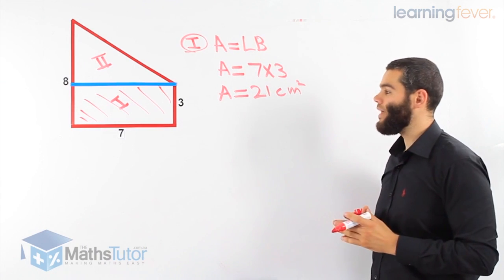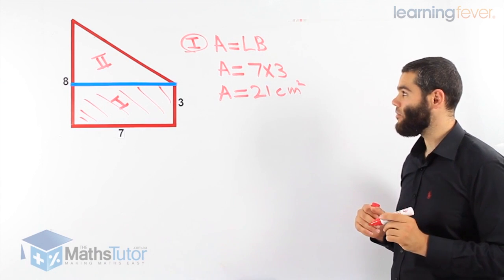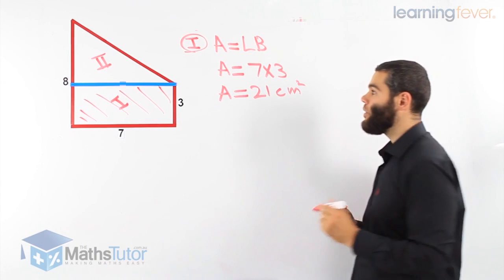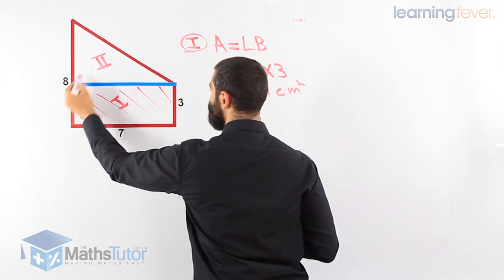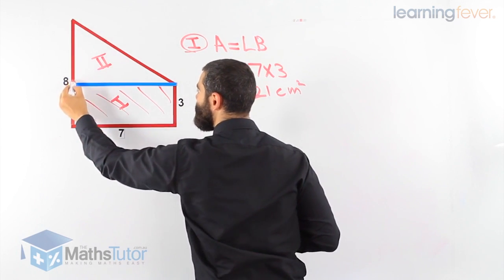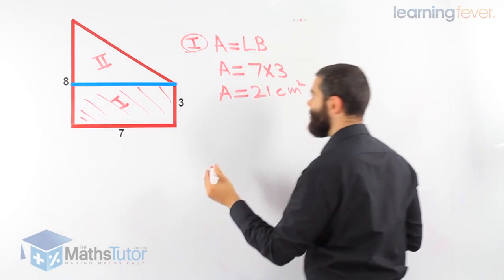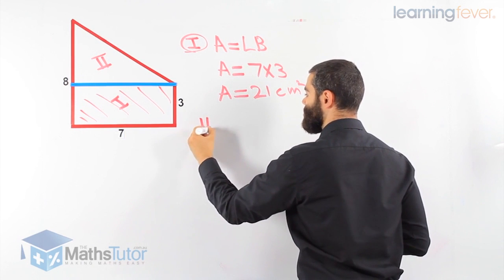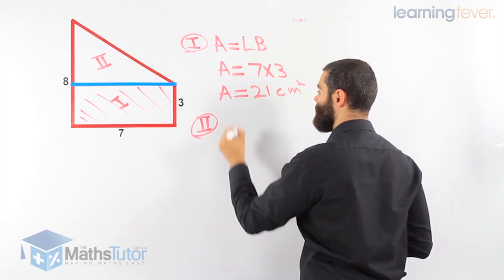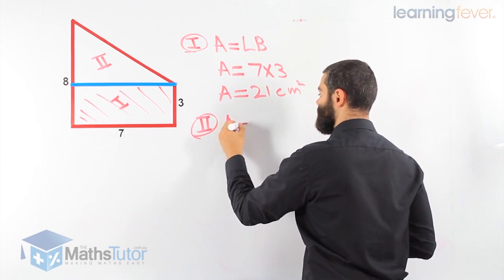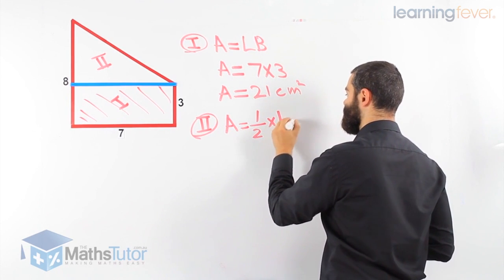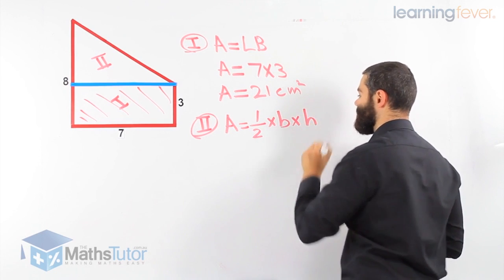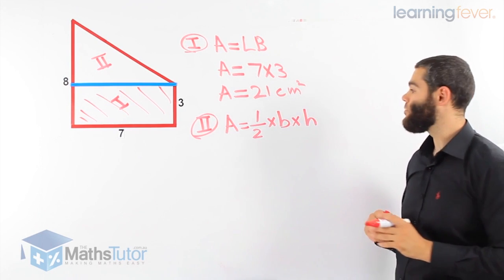Now we would like to work out the area of the triangle. The triangle, we can see, has the base there and the vertical height there. We know the area of a triangle has a special formula as well. Area equals half times the base times the height. Half times base times height.